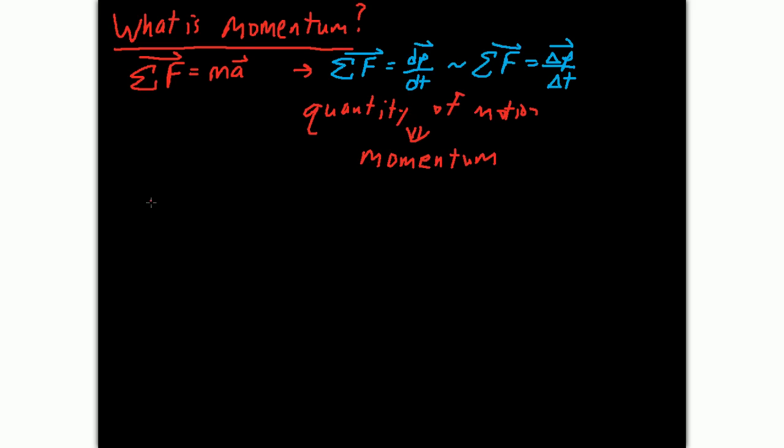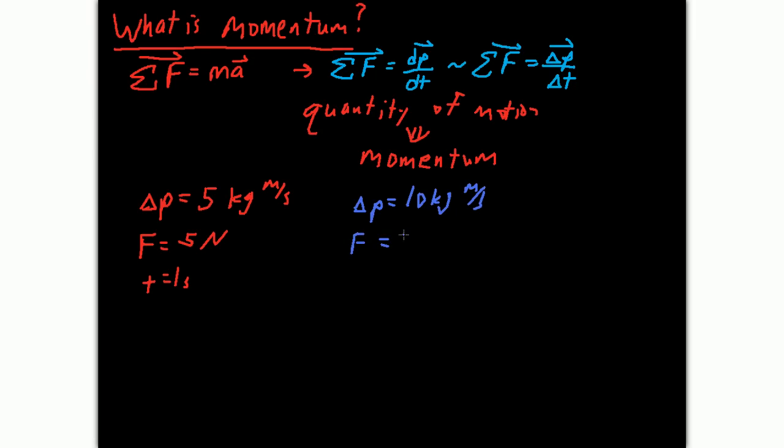To give you a quick example, let's say that I want to change the momentum of an object by 5, and the units for this would be kilograms meters per second. So I want to change the motion of an object by 5 kilograms meters per second, and I have a force of 5 newtons with which to do it. So that would indicate that we need a time of 1 second. On the other hand, if I wanted to change the motion by 10 kilograms meters per second with that same force of 5 newtons, it would take twice as long. That's all that he's saying.